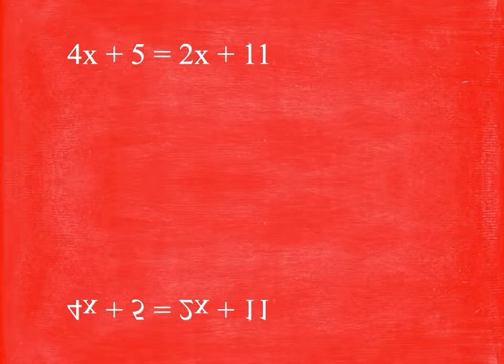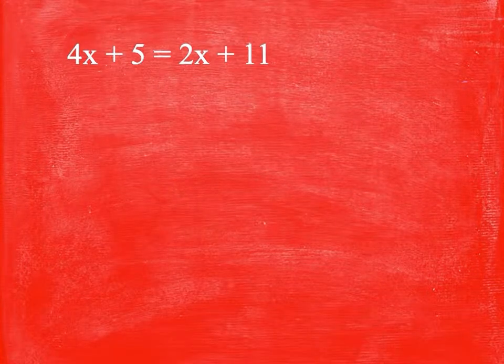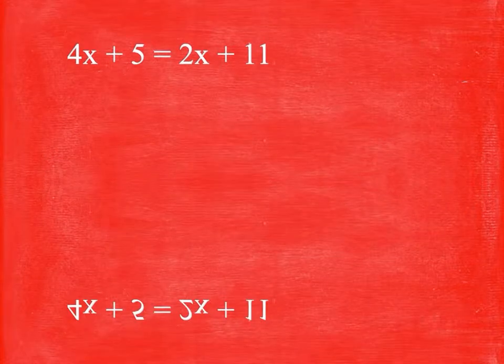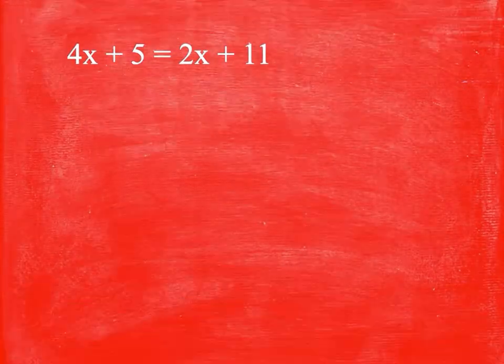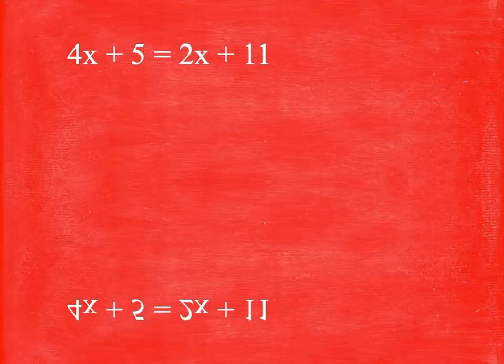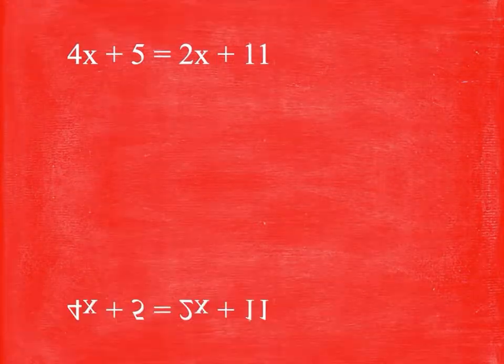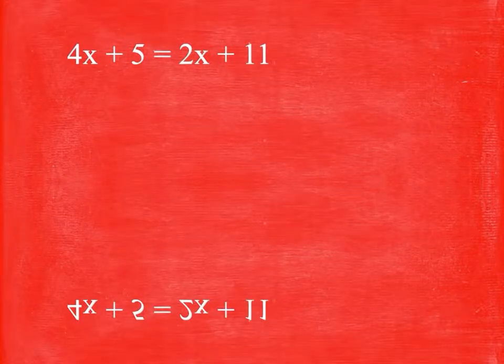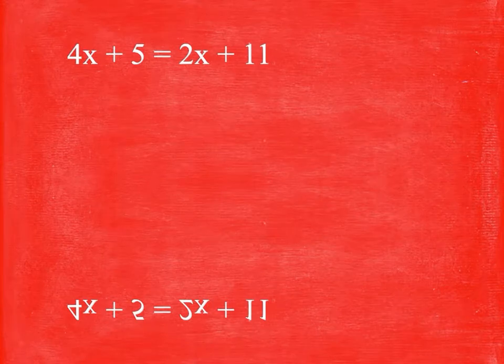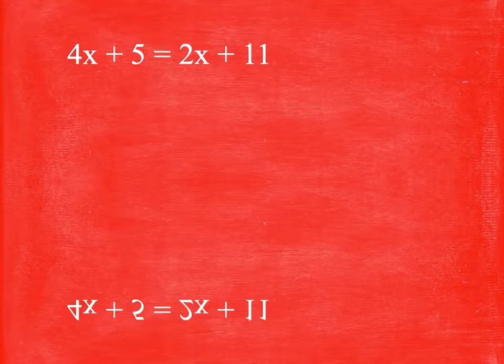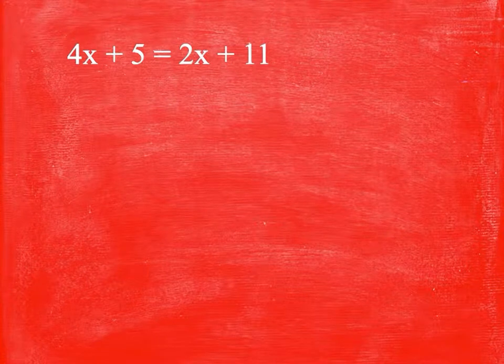So you can see I got all of my x's on the left-hand side of the equation and all of my numbers on the right-hand side of my equation. Let's check it just to make sure we did it right. Now when we check it with variables on both sides, we have to check both sides. So we'll go 4 times 3 plus 5, that is 12 plus 5, which is 17. Now we need to come down here and go 2 times 3 plus 11. I have to check this separately because we now have a variable on that side. That's 6 plus 11, which is 17. Since 17 equals 17, x equals 3 is my answer.